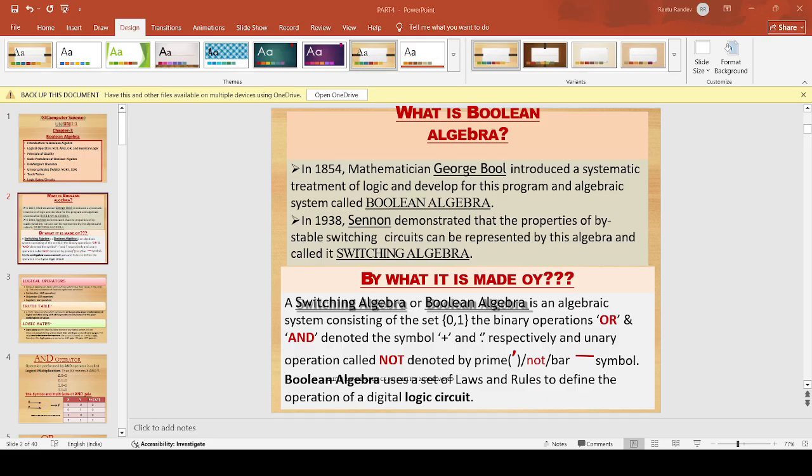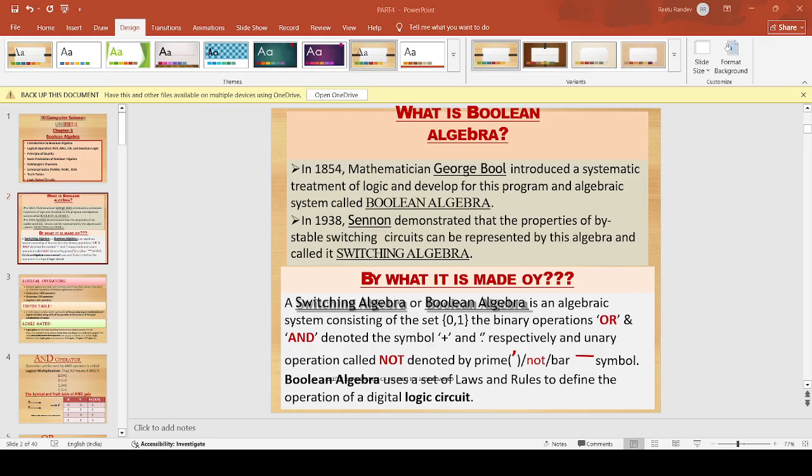Before going to the different theorems, we will see the basic postulates of Boolean algebra. Boolean algebra consists of fundamental laws used to build a framework. The basic postulates are: first, if x is not equal to 0 then x will be 1, and if x is not equal to 1 then x will be 0. OR relation: 0 plus 0 is 0, 0 plus 1 is 1, 1 plus 0 is 1 and 1 plus 1 is 1. AND relation: 0 dot 0 is 0, 0 dot 1 is 0, 1 dot 0 is 0, 1 dot 1 is 1. NOT relation: NOT 0 is 1 and NOT 1 is 0.